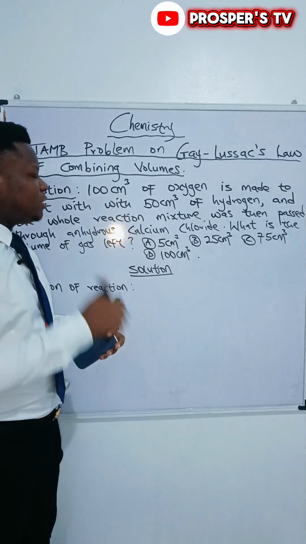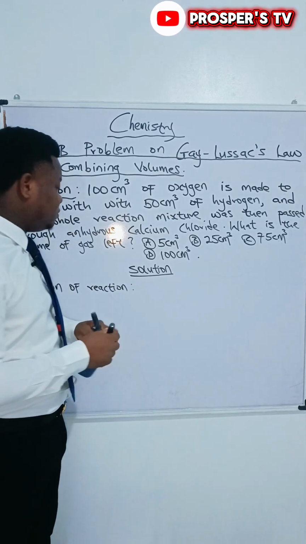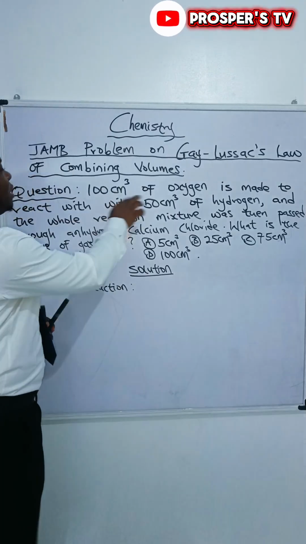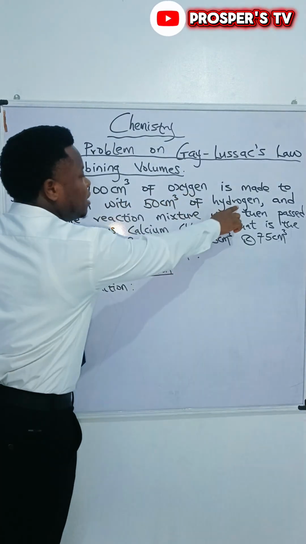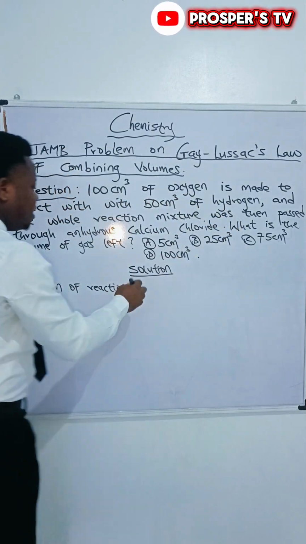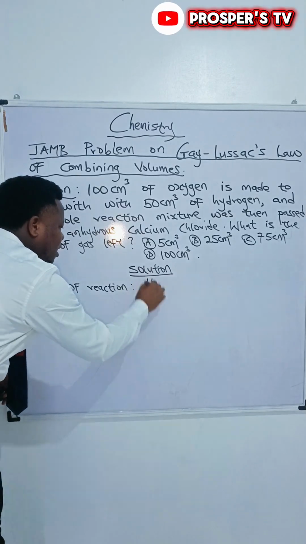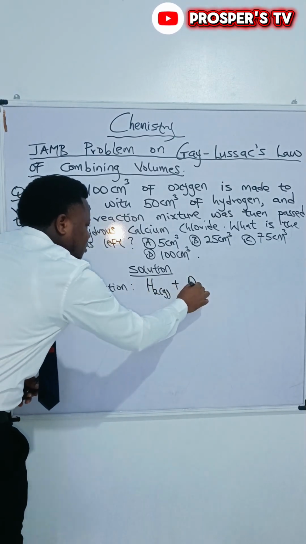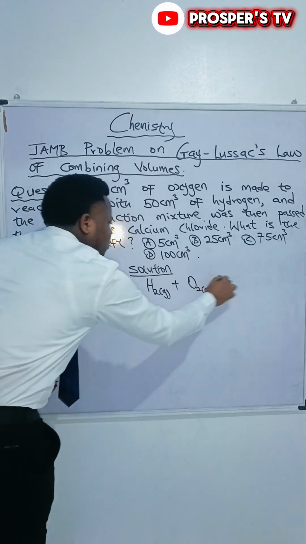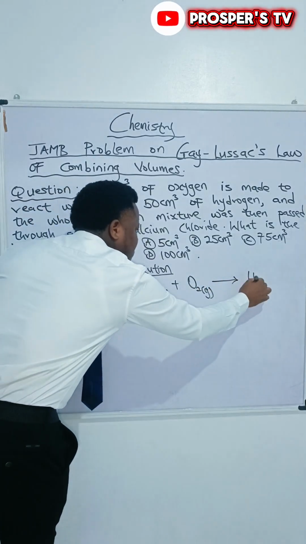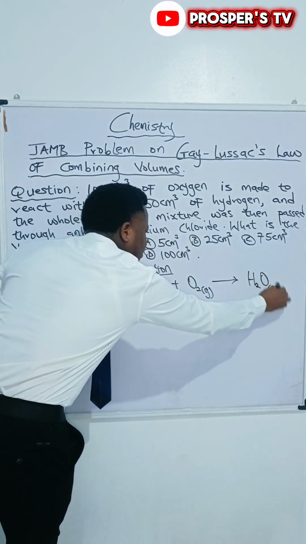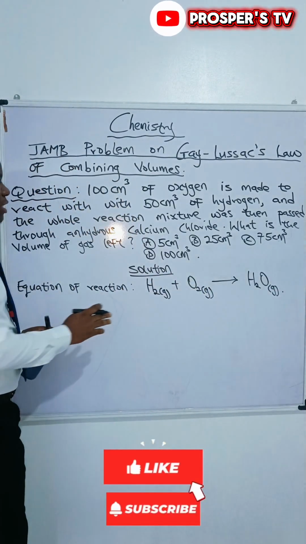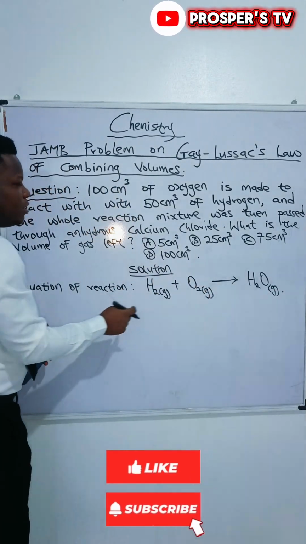Now, if you should come across a problem like this in your JAMB, this is what you simply do. The first thing is to write an equation for the reaction. The reaction is between oxygen and hydrogen. So the equation is hydrogen gas combining with oxygen gas to produce steam, H2O gas. So this is what you have for your equation. Then you balance your equation.